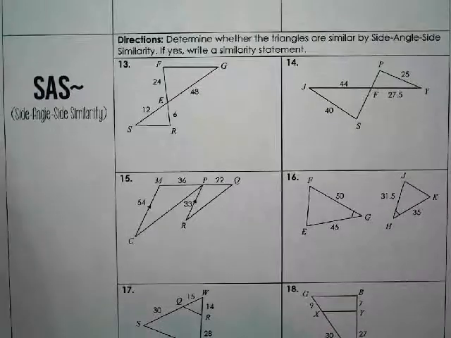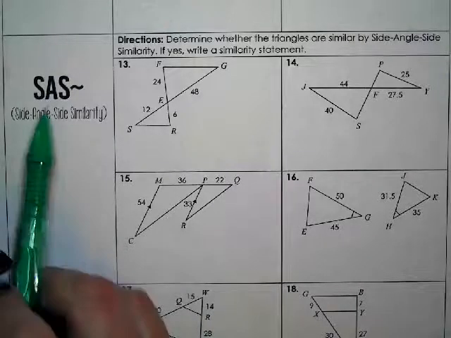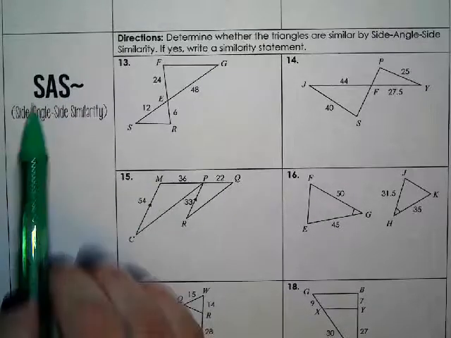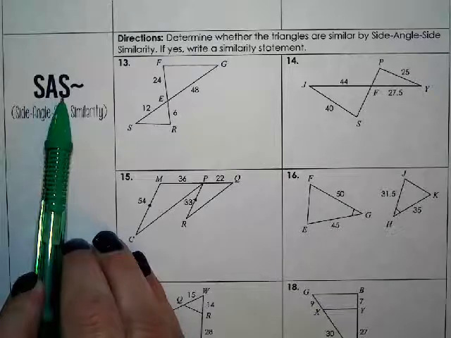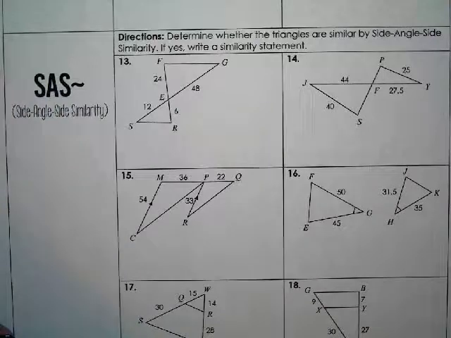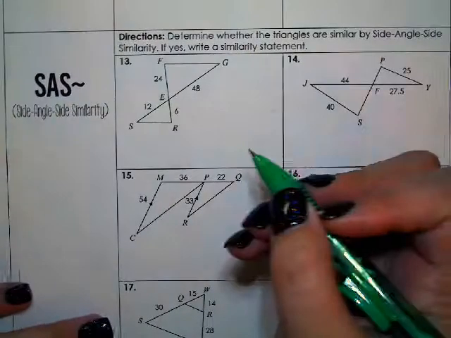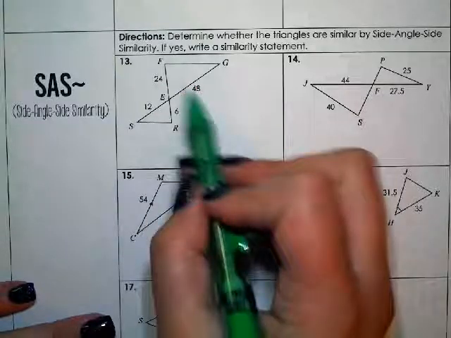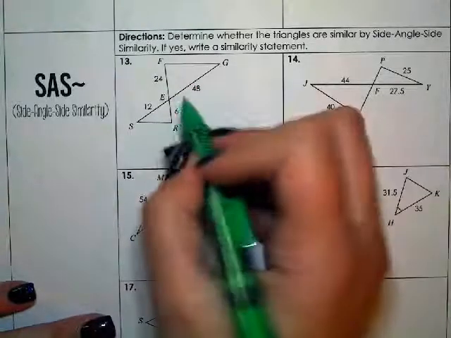All right, so I wanted to make sure that we could get to the last type of similarity statement for proving that triangles are similar, which is side angle side similarity. And so this is showing that two sides are proportional with an angle between those two sides that is congruent. And so here they gave us two sides that are labeled, and then we have the angle.